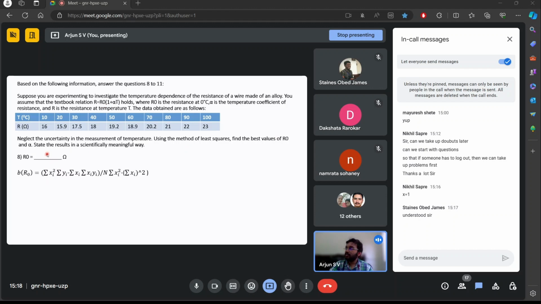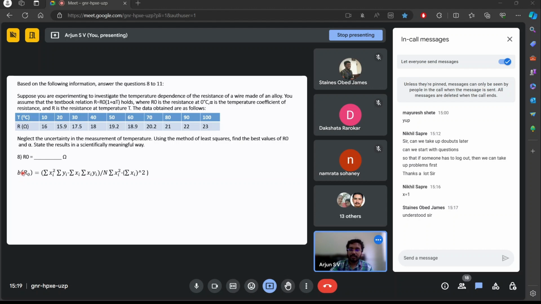So basically we saw this relationship. If you expand it, you will get R is equal to R naught plus R naught into alpha t. The relationship is between R and T, so R is the dependent variable and T is the independent variable. If you put it in the form y is equal to mx plus b, you get m as R naught into alpha, and b as R naught. Since they are asking for R naught, we have to find b.